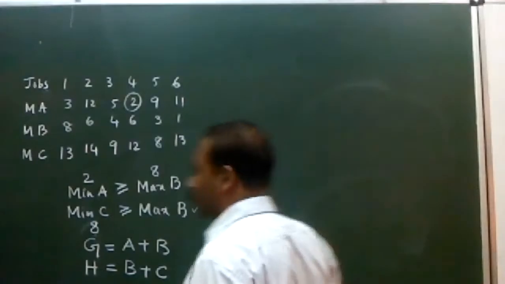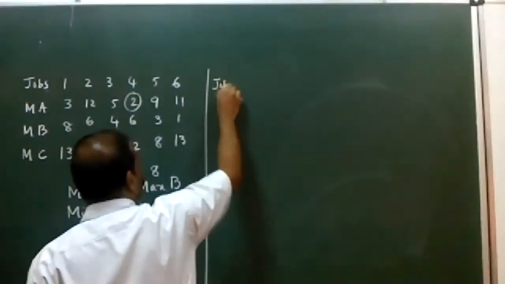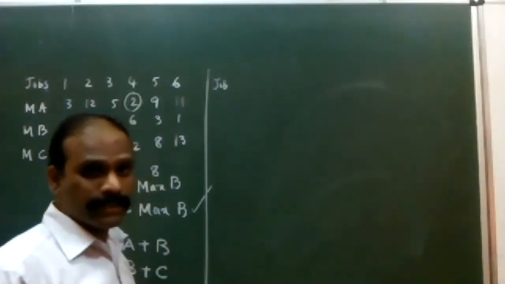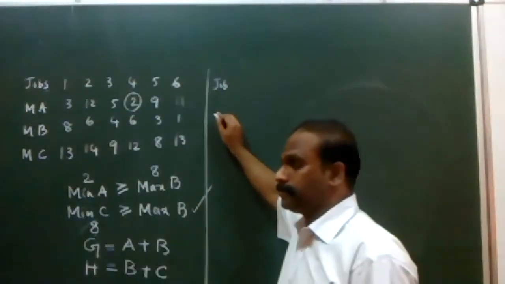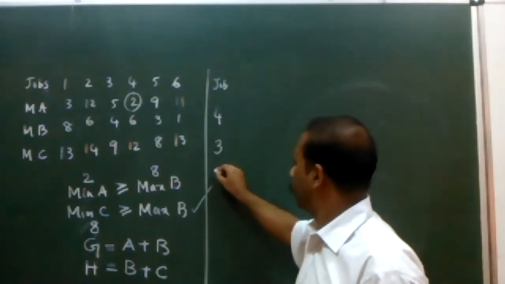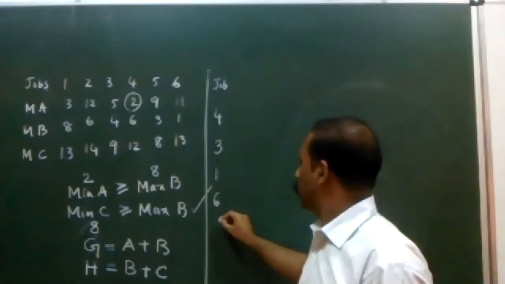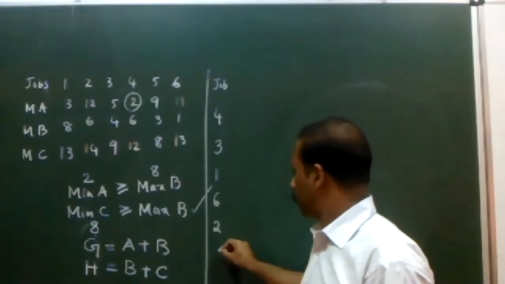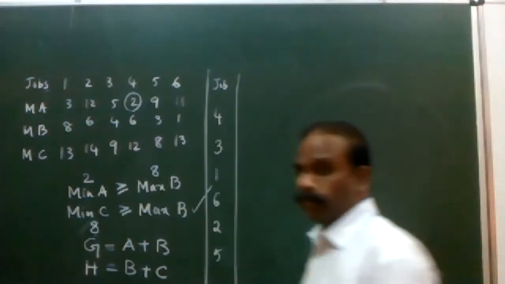Let me start with the last part of the problem, which is about calculations of the idle times. As usual, the same template we follow here as well. The first is the job. Can one of you please tell me the order now? Which is the order? 4, 3, 1, 6, 2, 5. Okay, this is the order in which we are supposed to process.